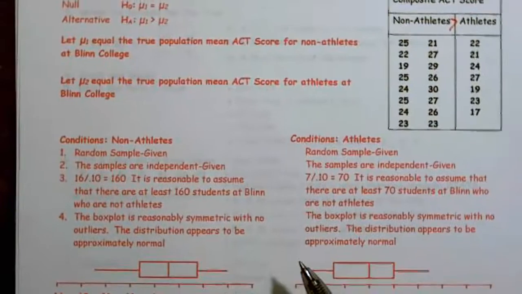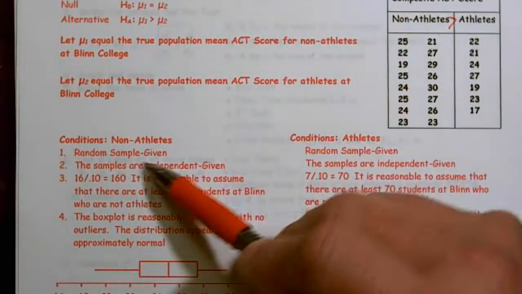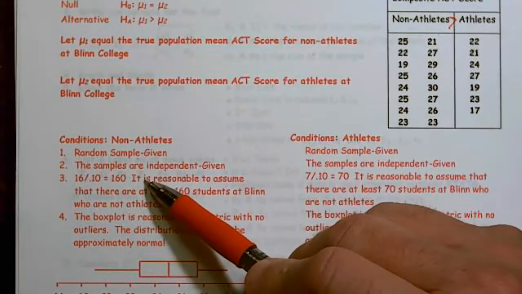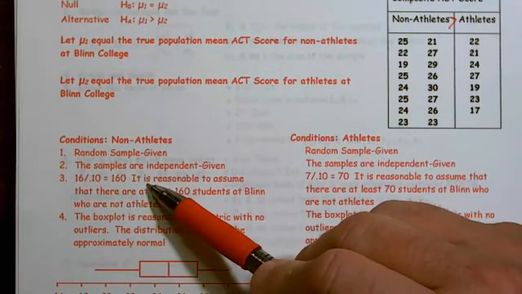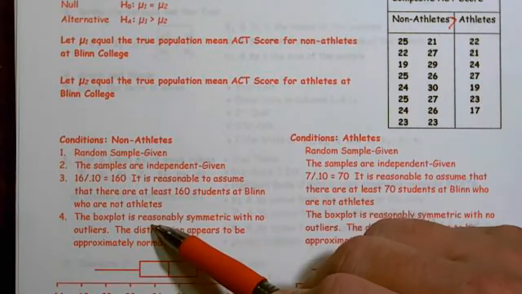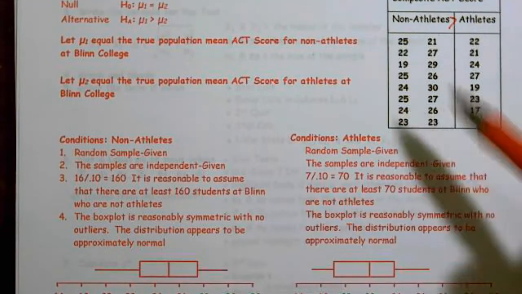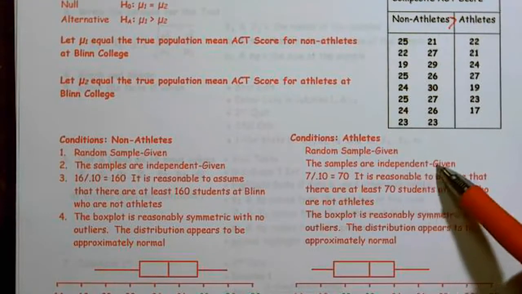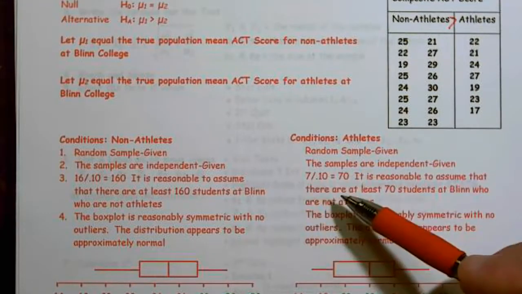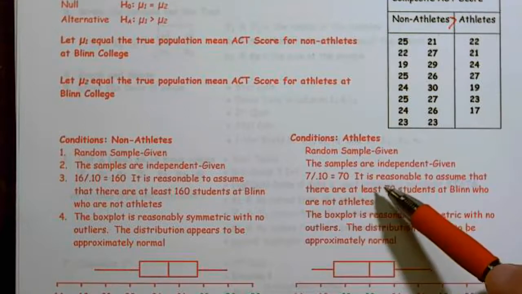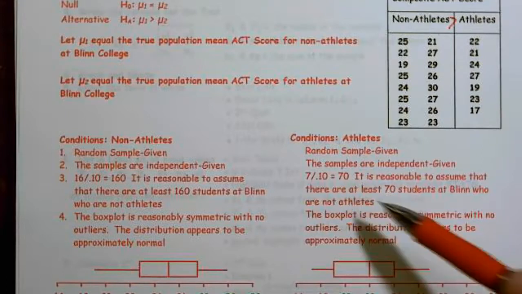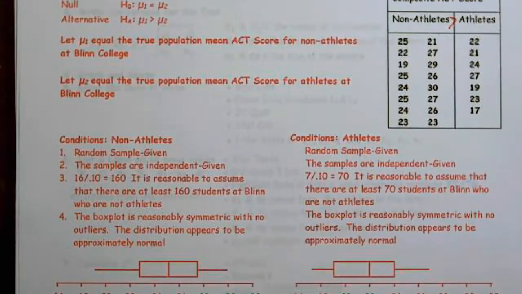Well, conditions. We have our non-athlete conditions, which are random samples, given. Samples independent, great. 16 divided by 0.1, or 16 times 10, there's 160 athletes at Blinn. All right. We'll check the box plot in just a moment. Then we have a random sample of athletes. That's good. The sample is independent of the other sample. That's great. And then 7 divided by 0.1, which is 70, or 7 times 10. Reasonable to assume that there are at least 70 students who are athletes.